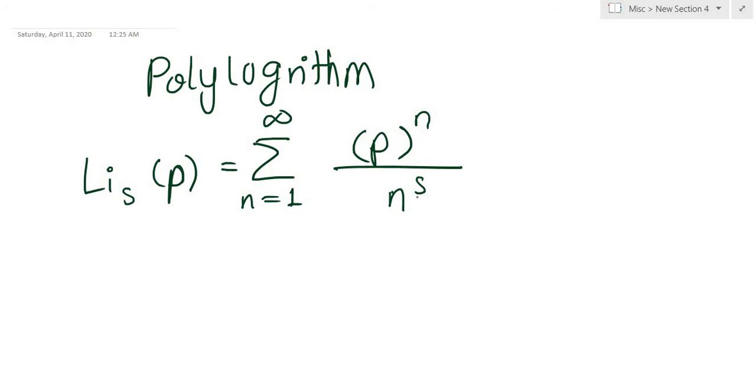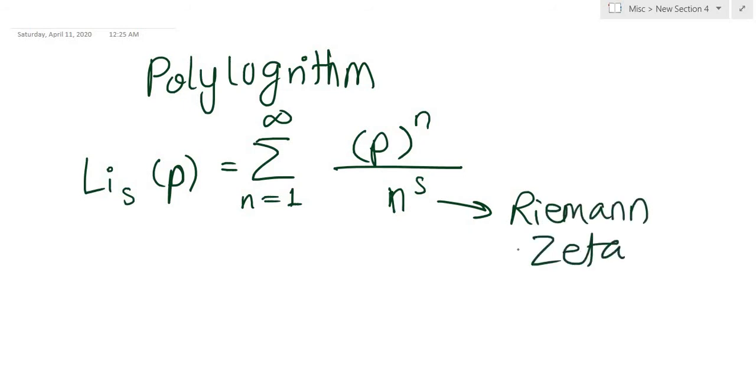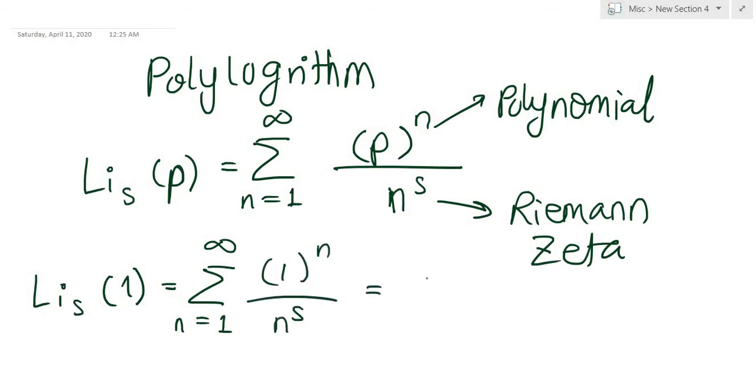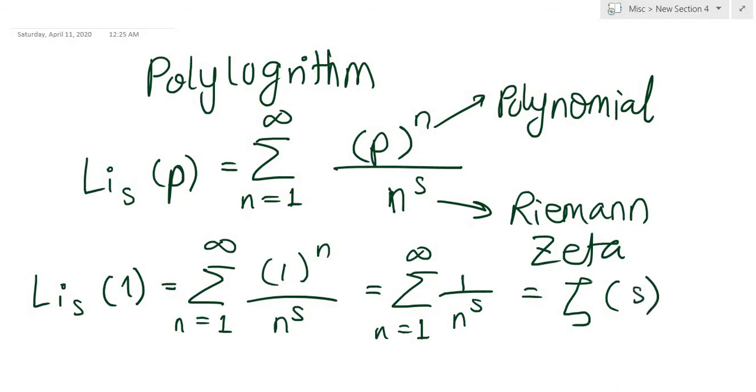One way of thinking about this is that the denominator is a Riemann zeta part, so this might remind you of the Riemann zeta function. But the numerator is some sort of polynomial part. And assuming that the denominator is like a Riemann zeta is correct, because once the numerator is 1, you just have the sum from n equals 1 to infinity of 1 to the power of n over n to the s power, and 1 to any power is just 1. So it's just the sum from n equals 1 to infinity of 1 over n to the s power, which is just the Riemann zeta of s. That's a pretty nice way of generalizing the Riemann zeta function, the polylogarithm function.